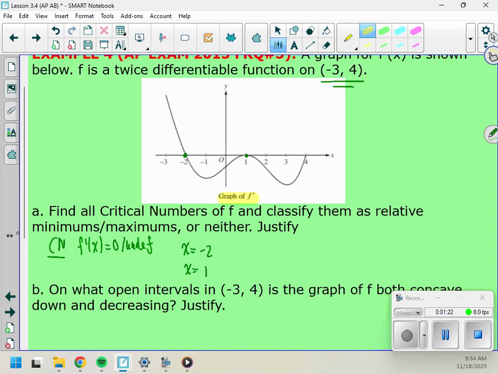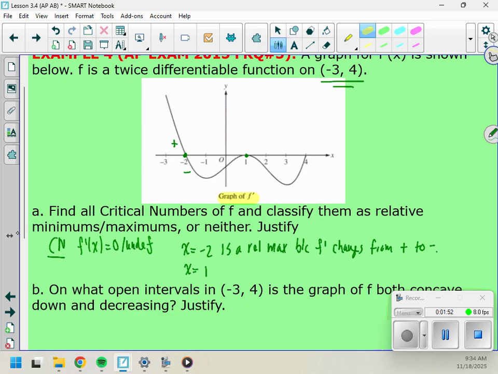So x equals -2, if you notice, the graph, the derivative, this is the derivative, goes from positive to negative, which means that x equals -2 is a relative max because f prime changes from positive to negative, is our first critical number. And x equals 1.